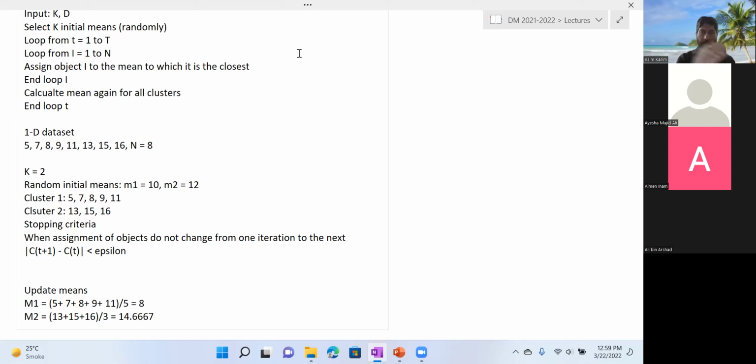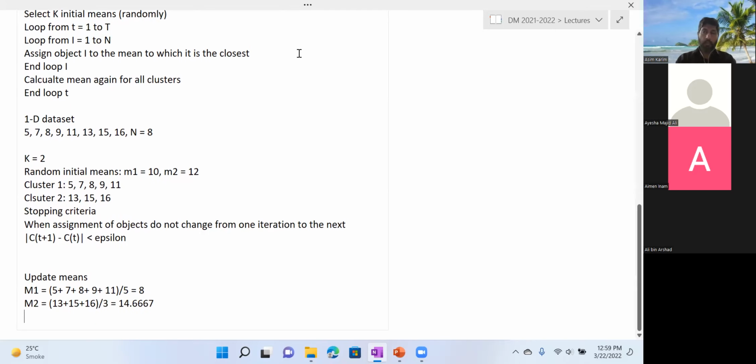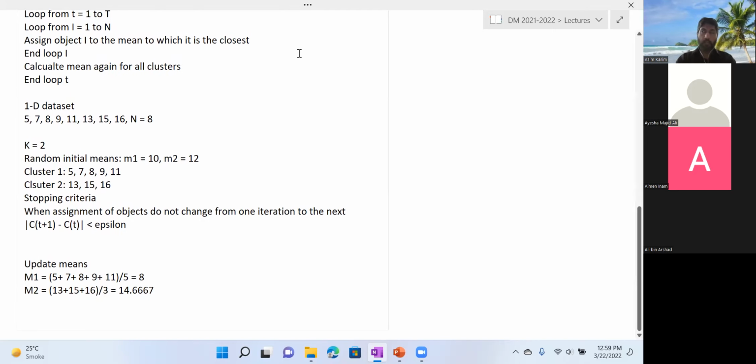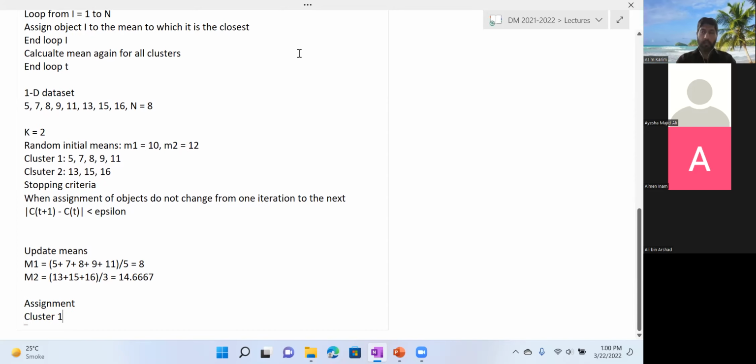Of course, if these were vectors, तो vectors mean निकालने थे. हर एक element का mean निकलना था, ठीक है. So here, of course, they are 1D. So 1D, of course, is one element, one value. So now you assign again. So assignment. So 5 is closer to 8 or 14. It's closer to 8. So 5 goes here.